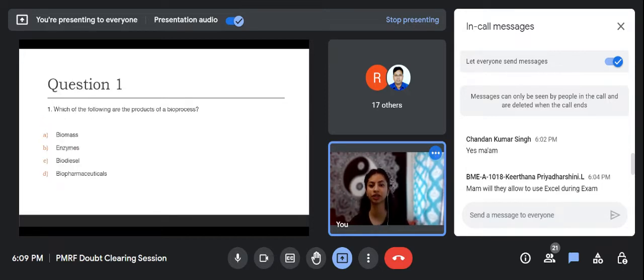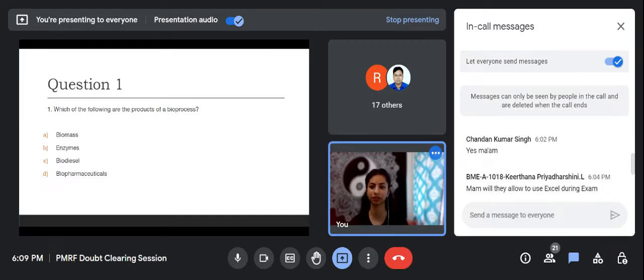So we'll go on to the questions that I prepared. The first question is, which of the following are the products of a bioprocess? Remember, in the starting, sir talked about what products of a bioprocess can be. The options are biomass, enzymes, biodiesel, and biopharmaceuticals. The answer to these questions can be multiple also. So try guessing which it is. You can write the answer in the chat.